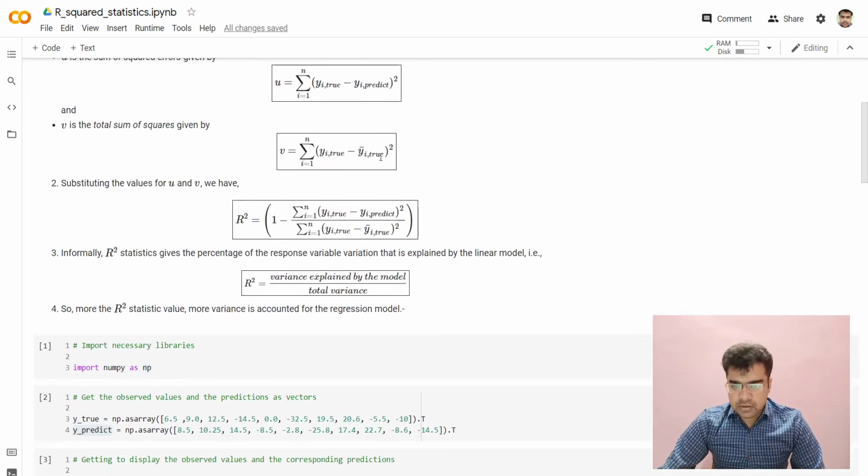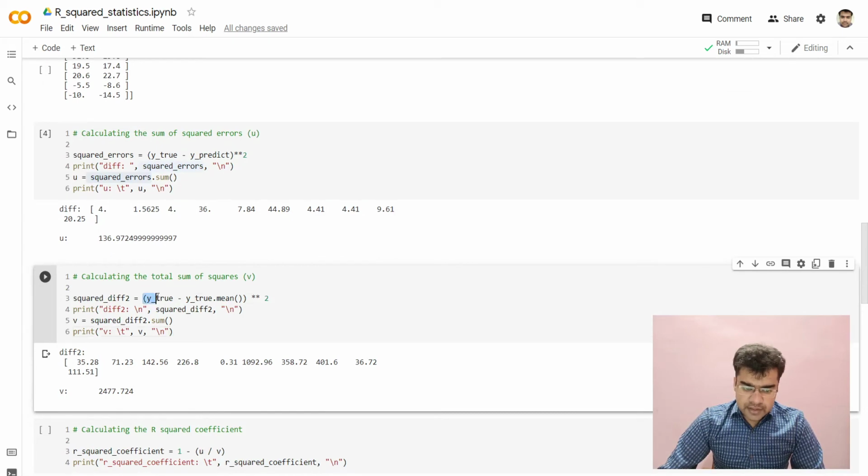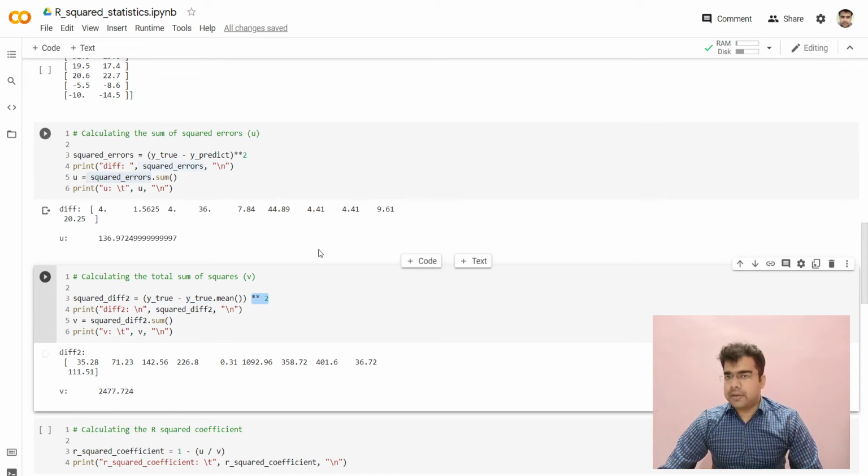And what is the expression? We are going to subtract the mean value of the ground truth from the corresponding ground truth value. Okay, so the ground truth values are contained in a variable called yTrue, and the mean value can be obtained by calling the mean function on yTrue. Once I have this mean value, I will subtract it from the corresponding ground truth, and whatever the difference comes, I will simply take the square of that difference. Okay, so these squared differences are contained in a variable called squared diff2.